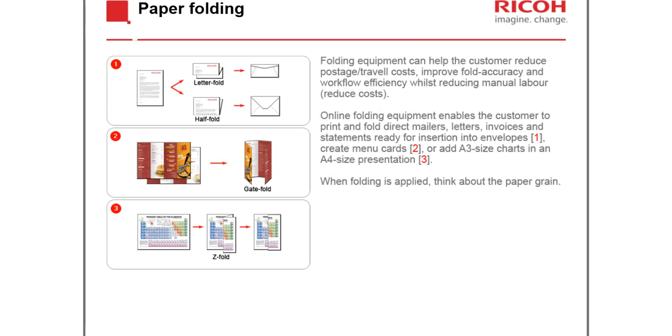Folding equipment can help the customer reduce postage and travel costs, improve fold accuracy and workflow efficiency whilst reducing manual labor. Online folding equipment enables the customer to print and fold direct mailers, letters, invoices and statements ready for insertion into envelopes, create menu cards, or add A3 size charts in an A4 size presentation. When folding is applied, think about the paper grain.